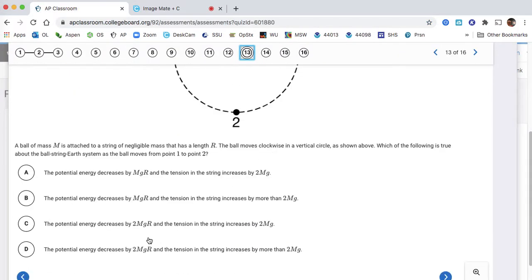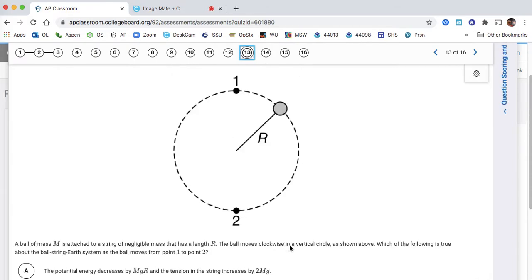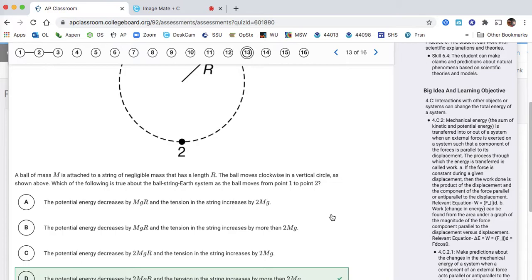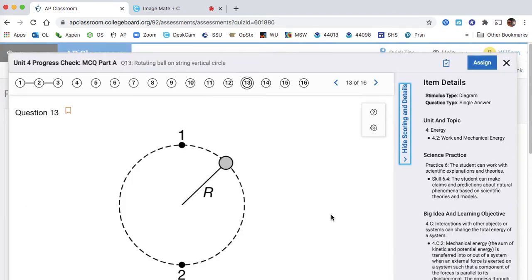So let's go find that one. It's definitely this or this. Decreases by 2 mgr. Tension in the string increases by twice the weight. No, it's more than that. Increased by more than twice the weight. Yes. So this one is definitely D. I'm saying definitely a lot. I sure hope I'm right. No, I'm right. I have to be. Yes, phew. Okay.